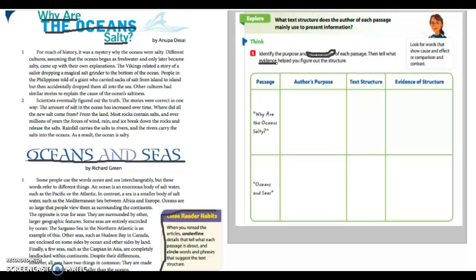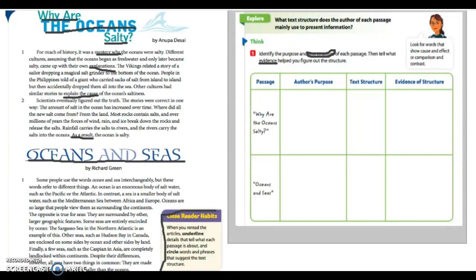Looking at that passage, I see some really important clue words there. I saw the words as a result, we should highlight. I also saw in paragraph 1, it says, explain the cause of the ocean saltiness. There's the word explanations in the second sentence. And I see the word mystery and why. Remember, the cause is the why and the effect is what happened.